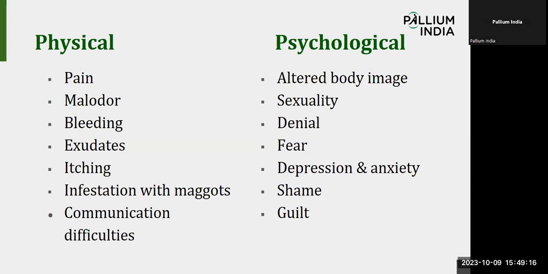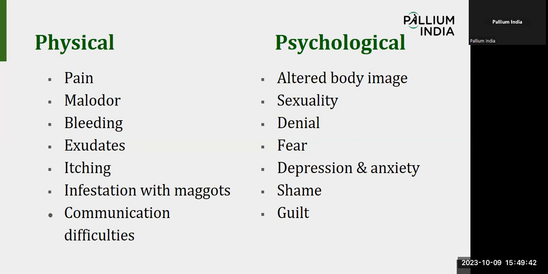Then exudates will be there, itching will be there, and the patient will be complaining of itching and infestation with maggots. If it is uncovered, flies will sit in that area and lay eggs, and that can cause infestation with maggots. Then communication difficulty: the patient will not be able to communicate socially, and because of the pain also the patient is not able to communicate. So communication difficulties will be there, right?